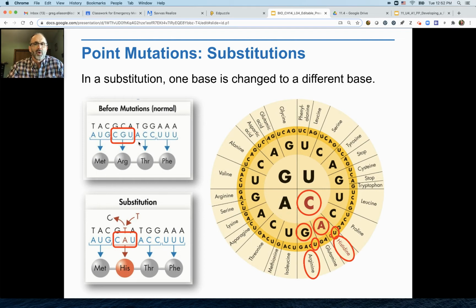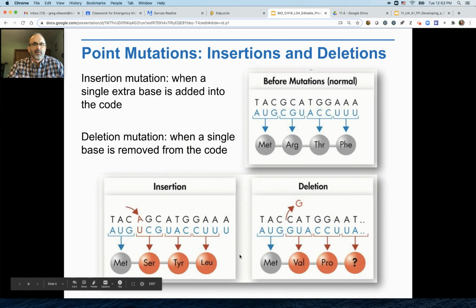Okay, so what's the result of that? The result, I'm going to tell you this many times: the result could be good. The result could be bad. The result could make no difference. Okay. All right, so then if we're looking at further consequences, CCA or CCU are proline. So if we end up changing that to a different one, then we would end up there.